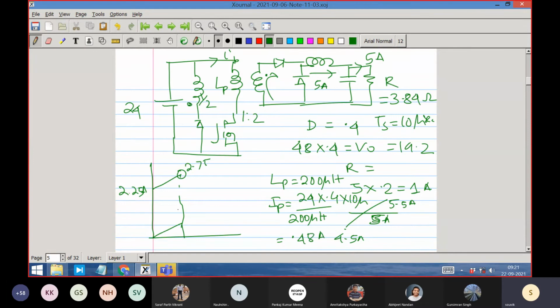So this peak, 480 milliampere, is slightly more. So let me increase it to 400 microhenry. 400 microhenry, it is slightly more. So 0.24.